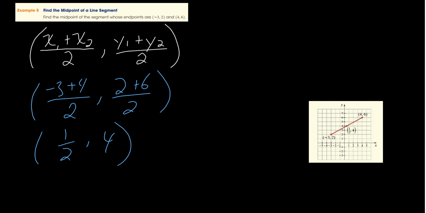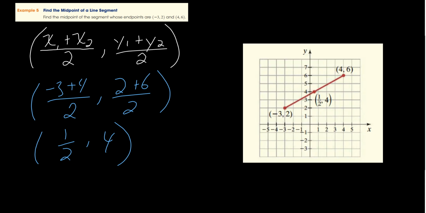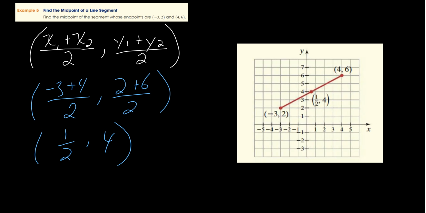And that's what we see. Well, let's make it bigger. There we go. So we see that we do indeed have that point, (1/2, 4), in between (-3, 2) and (4, 6).